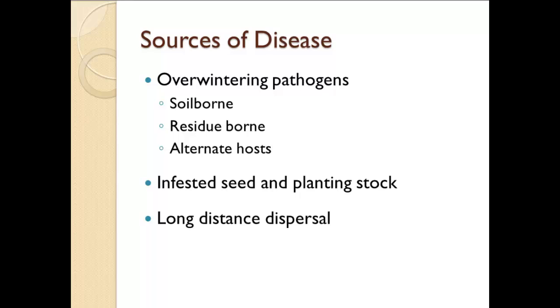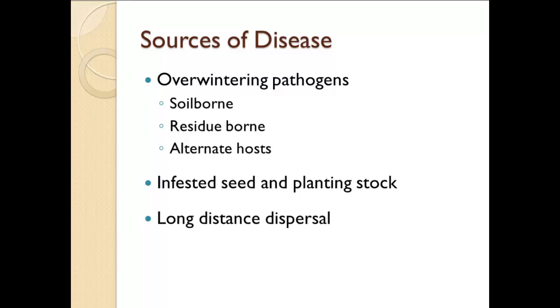Other pathogens are residue-borne, so they grow on a living plant during the growing season, and then when that plant residue is deposited on or in the soil, the pathogen is able to hold on to that piece of plant material and stay there for a while. And then the pathogens can become active in the spring when the host is present and start the disease cycle over again. And some pathogens actually can exist on their alternate hosts in the field and then move on to the host that we're interested in when the situation arises.